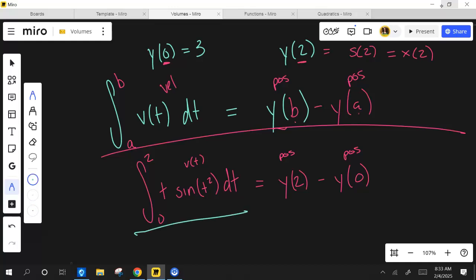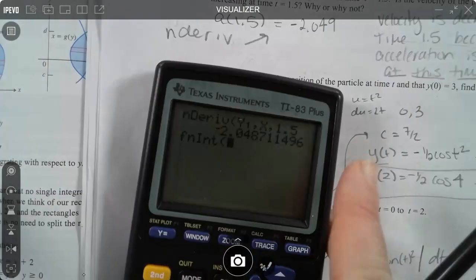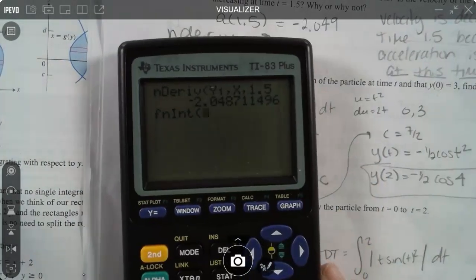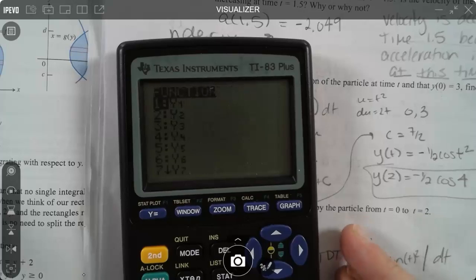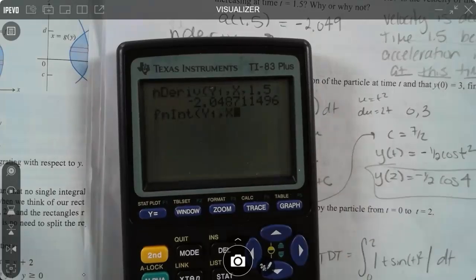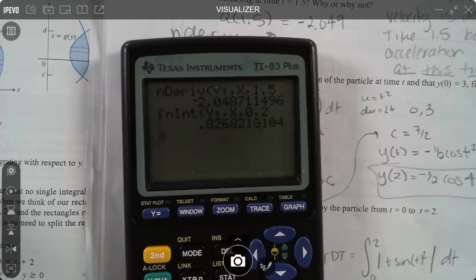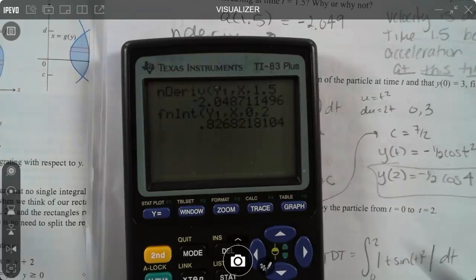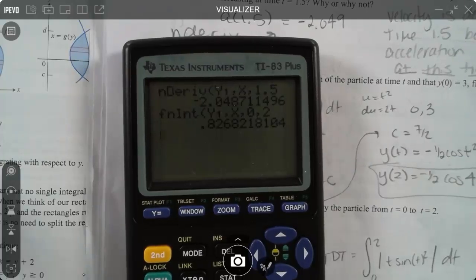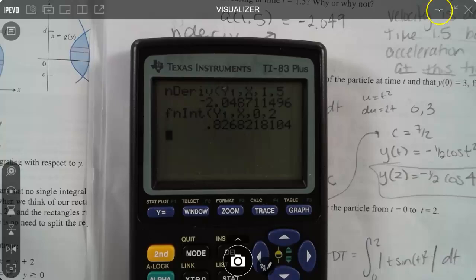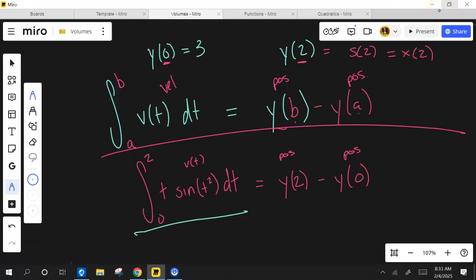This is on my calculator. I've already got the equation in my calculator. Instead of doing nDeriv, you do the integral. No, you don't even have to graph it. You can do it the same way you did nDeriv. That's right. I'm still with respect to x, but I go from 0 to 2. If you want to graph it, you can. If you graph it, it shows you the shaded part, or you can do it here.